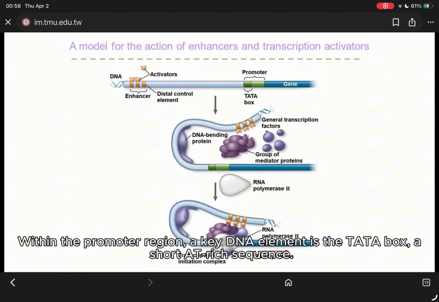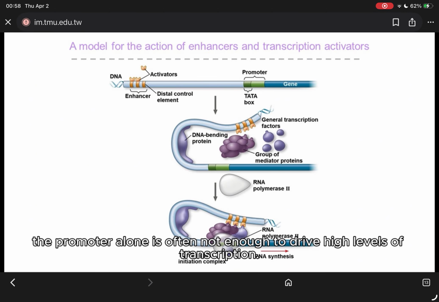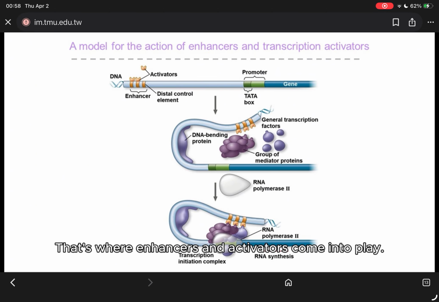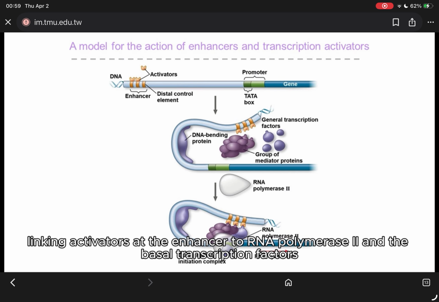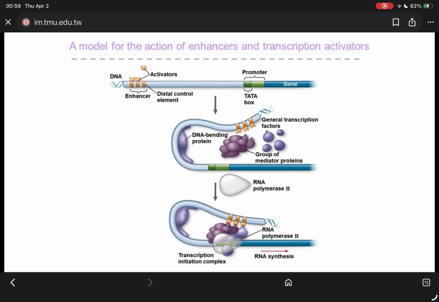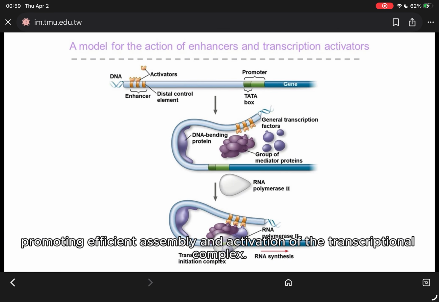Promoter and the TATA box. Within the promoter region, a key DNA element is the TATA box, a short AT-rich sequence. This is the crucial docking site where RNA polymerase II and general transcription factors assemble to begin transcription. However, the promoter alone is often not enough to drive high levels of transcription. That's where enhancers and activators come into play. Mediator complex, the bridge. A central player in this system is the mediator complex, a large multi-protein assembly that acts as a bridge, linking activators at the enhancer to RNA polymerase II and the basal transcription factors at the promoter. Through mediator, the activation signal from the enhancer is relayed directly to the transcription machinery, promoting efficient assembly and activation of the transcriptional complex.